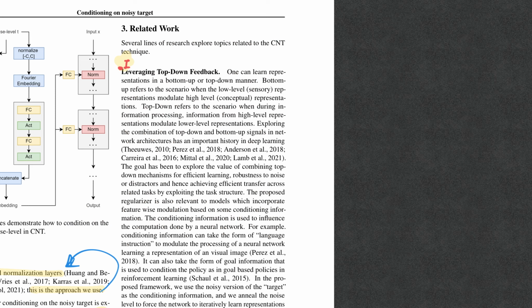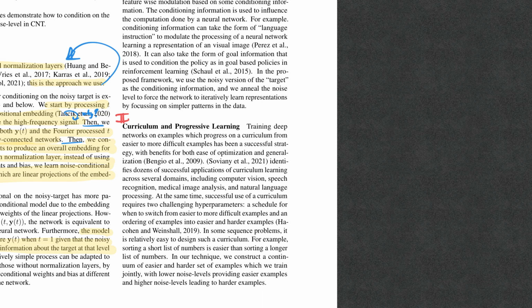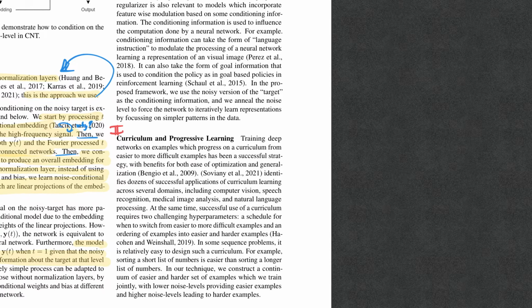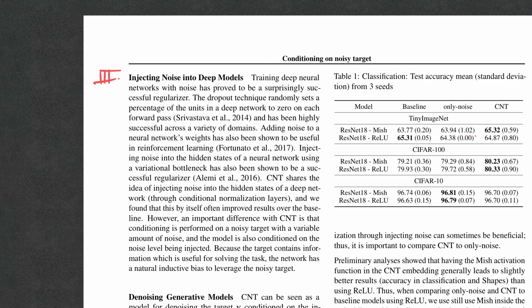Now, I'm not going to go through all of the related works discussed in this paper, but it's important to know what categories of works were pertinent to this specific objective. So the first thing is leveraging top-down feedback. For example, there are works such as generating an image by using the description that is provided, and so this specific domain is very relevant. As discussed in the review of the introduction section, we have curriculum learning and progressive learning, which is also very relevant. Then there are all the works that have to do with injecting noise into deep models, let's say for regularization, and again, because of the heavy presence of noise in this paper, it's also a very relevant category of work.